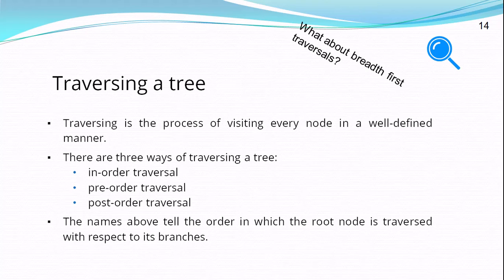Okay, so we're looking at, well, technically it's algorithms: rules for visiting every single node in a tree without missing any out and doing it systematically. There are 3 principal ways of doing this. Traversing is the process of visiting every node in a well-defined, or systematic, manner. And there are 3 ways: in-order, pre-order, and post-order.